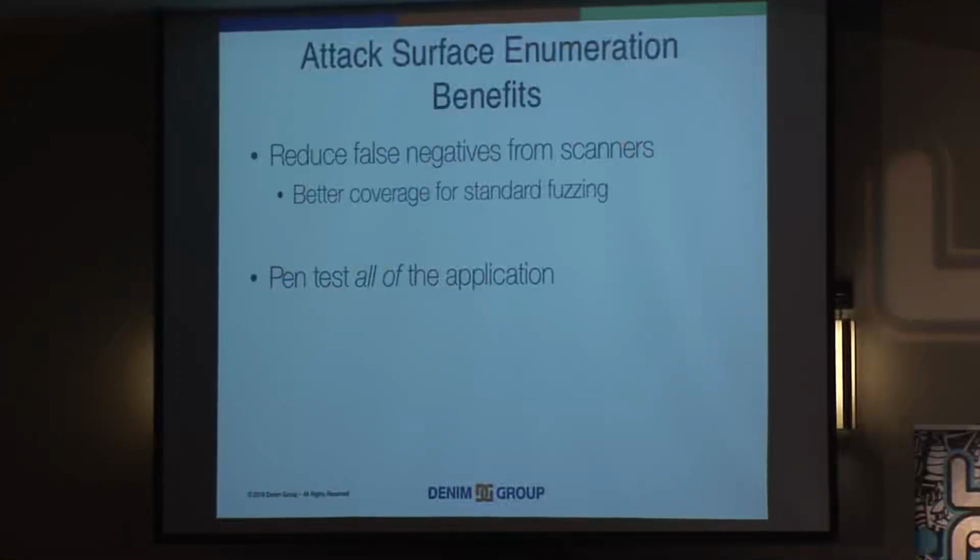The benefit of using this attack surface data as a starting point for either automated scanning or pen testing is that you're going to reduce false negatives from scanners, because you're going to get better coverage of the application for your standard fuzzing. Similarly, for manual pen testers, this gives them a lot of information that they can use to go in, ask questions, and understand more about the application. And again, it helps identify situations where there may be things exposed that you wouldn't find through your standard dynamic enumeration methods.